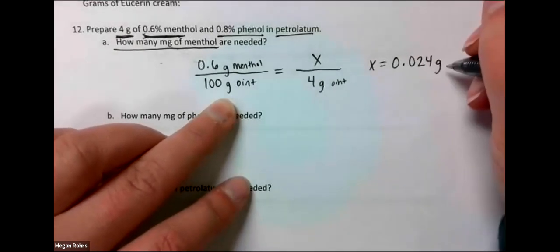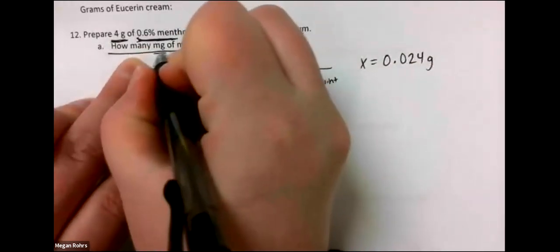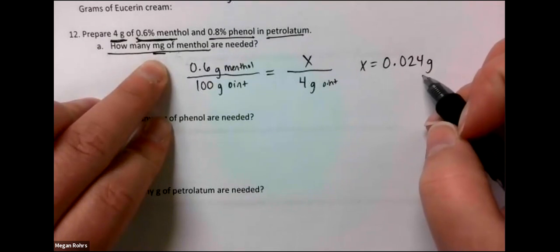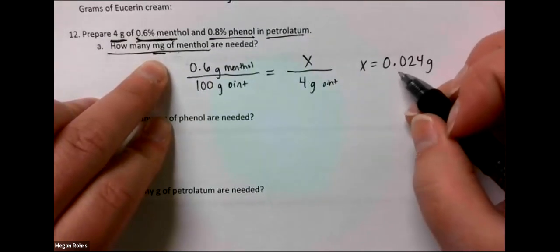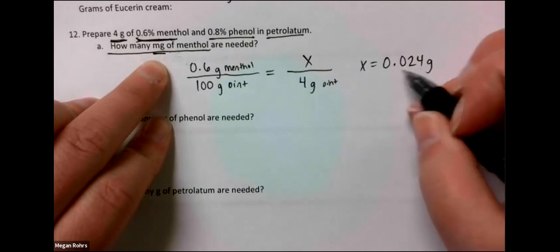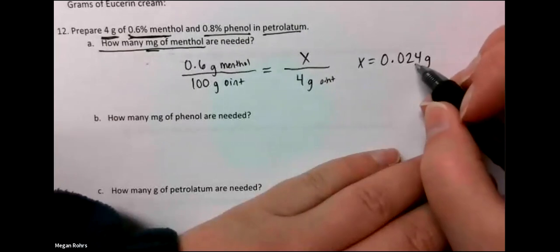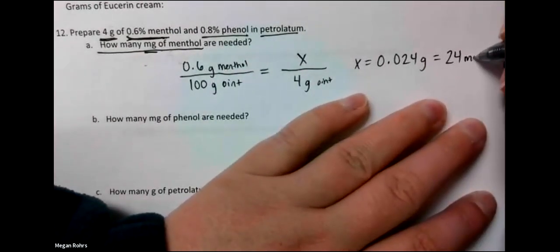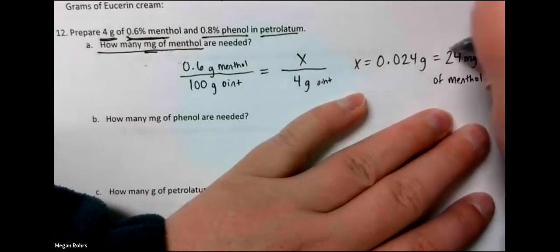which gives me 0.024 grams. Now my question says how many milligrams of menthol are needed. So I need to convert this into milligrams. Going from grams to milligrams, I'm going to move my decimal 3 places to the right, or just multiply this by 1,000. So 1, 2, 3, that gives me 24 milligrams of menthol.